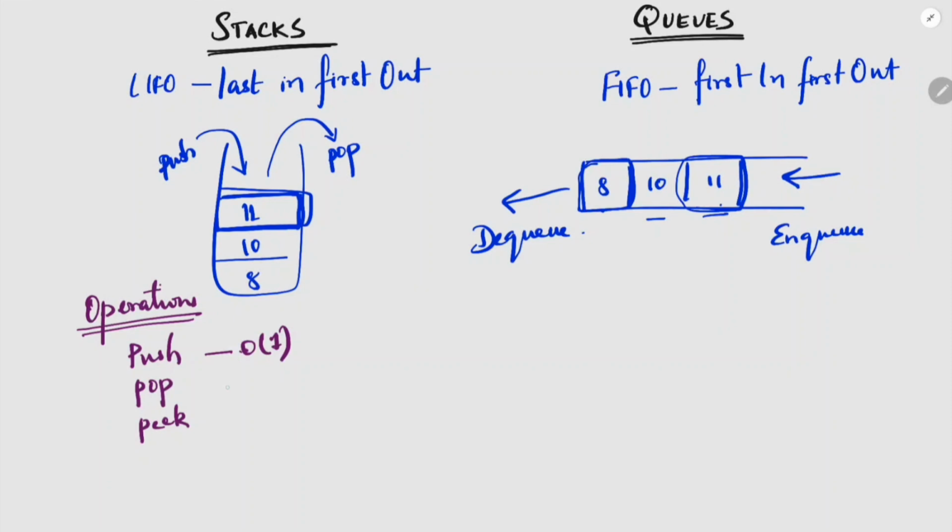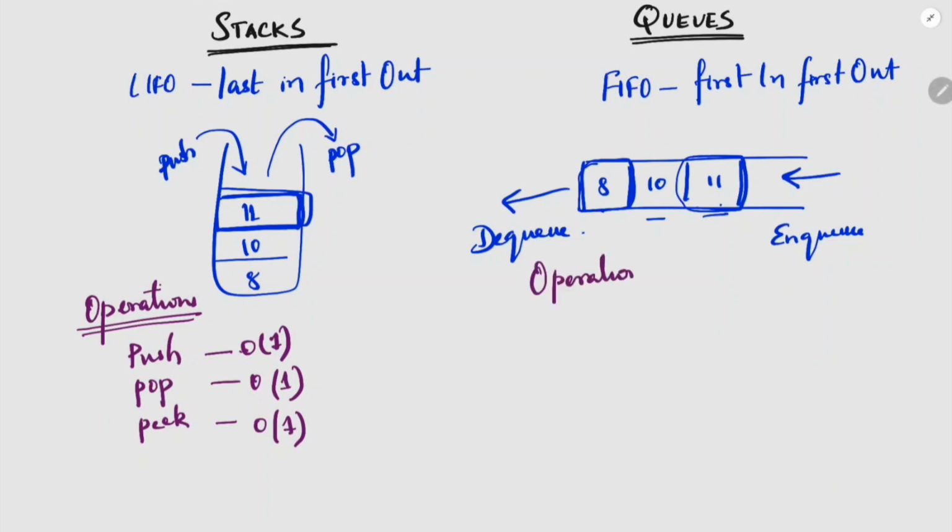And popping an element from the stack is removing the top element from the stack, which is also again a O of 1 operation because you have direct access to that element. Next operation is peek, where you're taking a look at the last element. So this is again a O of 1 operation because you have direct access to the last element. You're just looking at it but not removing it. So these are the basic operations that you can perform on a stack.